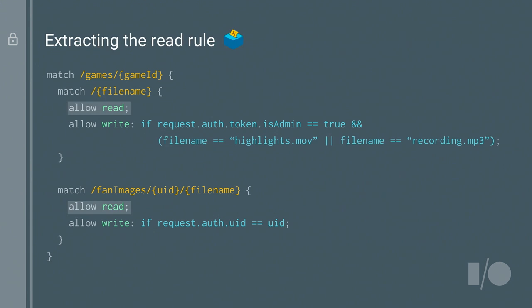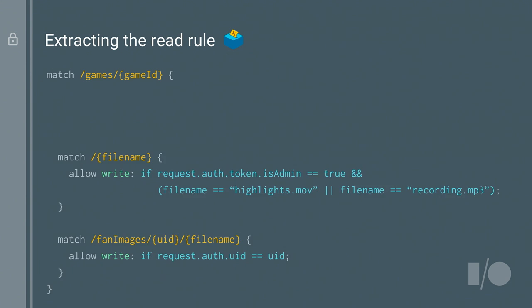Next thing we can do is actually extract this read rule from these two rules, because we know that everything is publicly readable. So if we pull that out, we go ahead and squish those two down. And then we create a match path for all paths, as many levels deep as we want, and just put in allow read. We've now taken what was initially 6 rules and made it down to 3, which is much easier to read and much easier to understand, less to keep in your head.